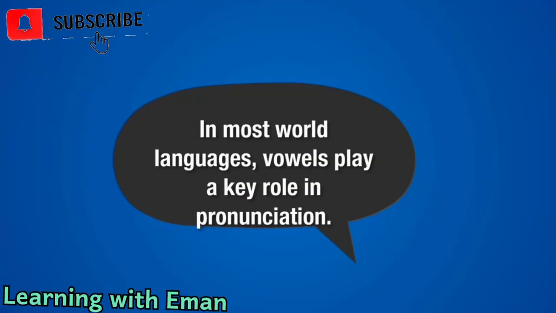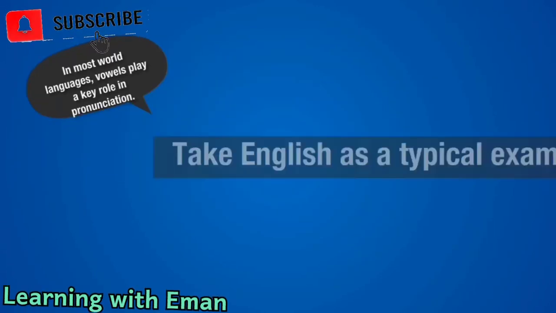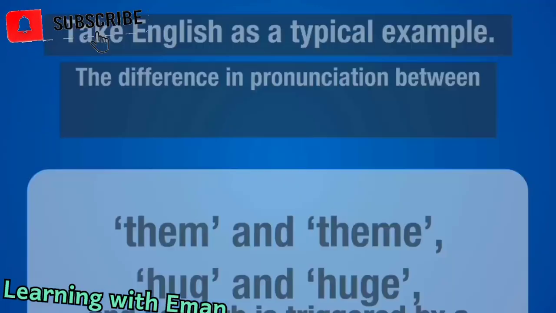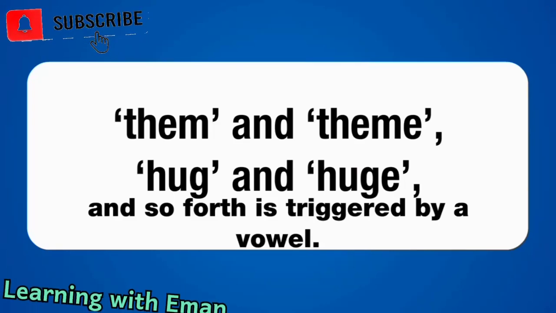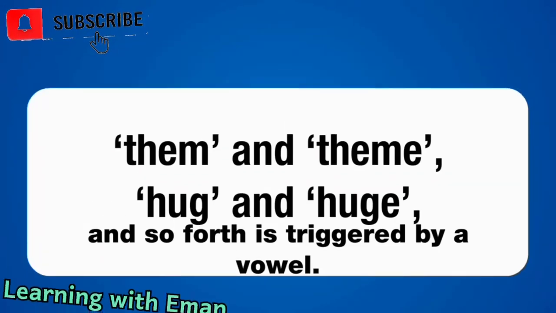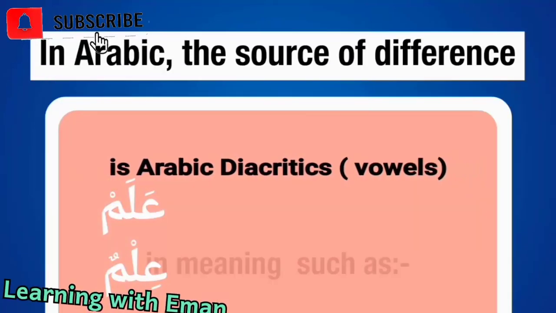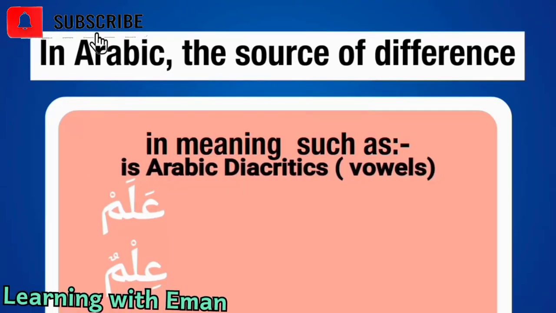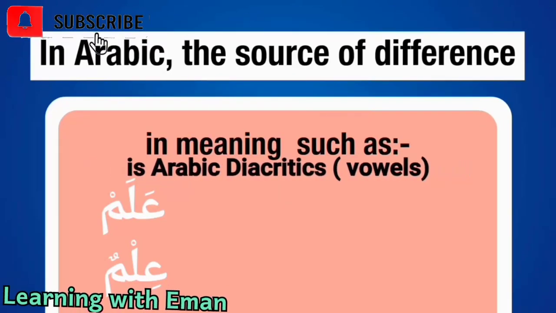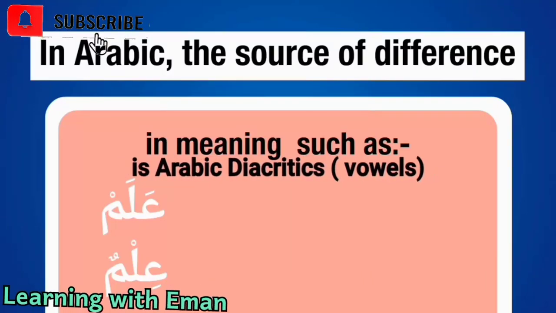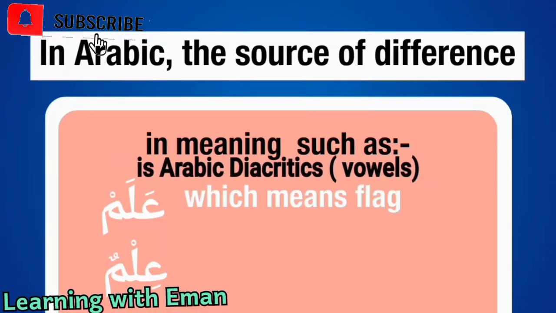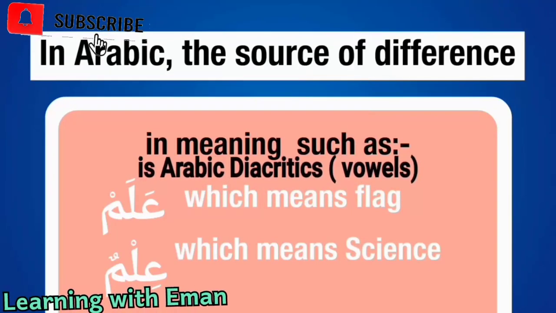In most world languages, vowels play a key role in pronunciation. Take English as a typical example. The difference in pronunciation between them and theme, hug and huge, and so forth is triggered by a vowel. In Arabic, the source of difference in meaning is Arabic diacritics or vowels, such as علم, which means flag, and علم, which means science.